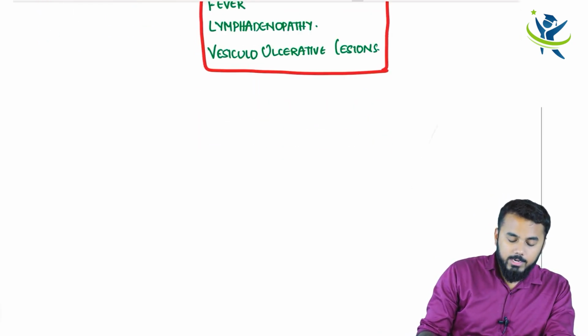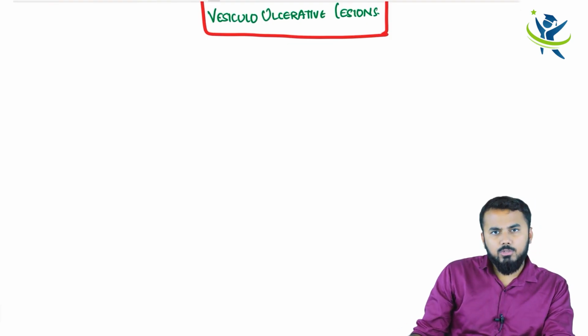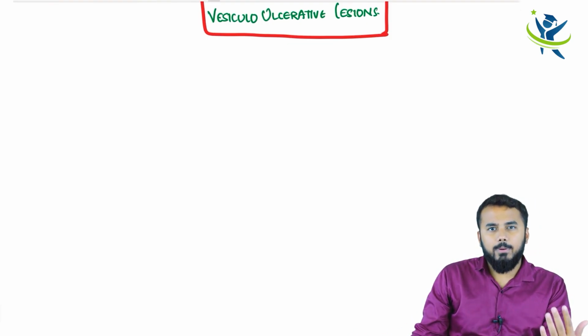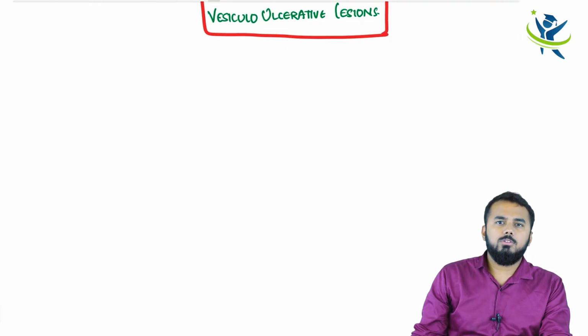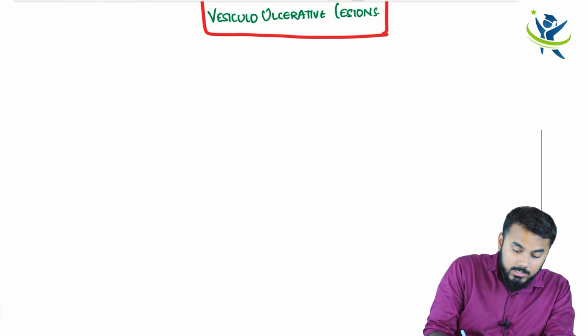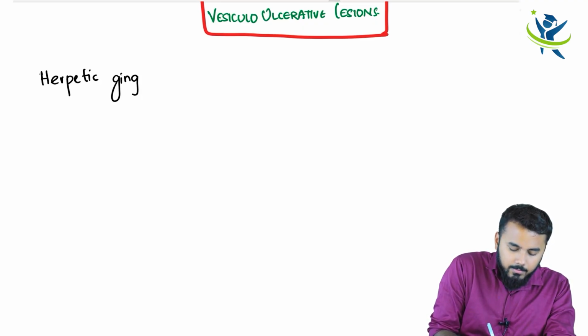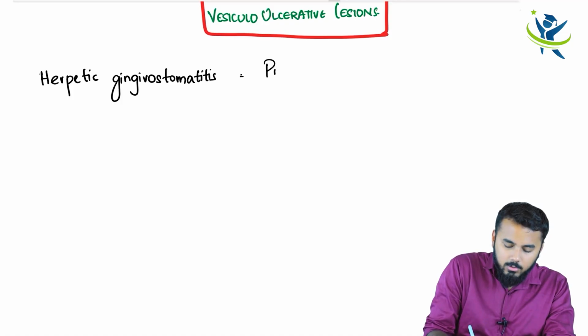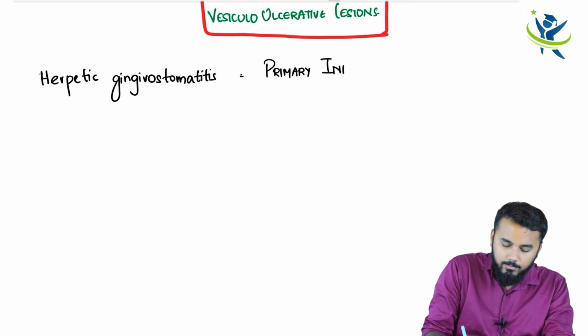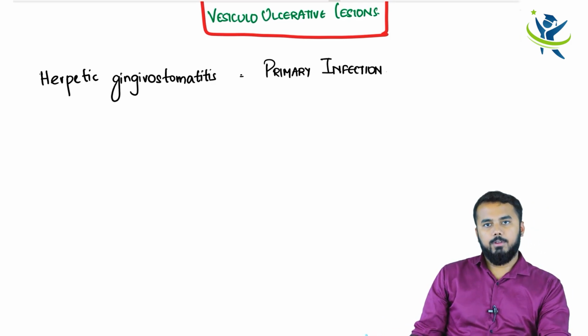Next important thing is that this herpetic gingivostomatitis is called a primary infection. This is not called a relapsing infection. It is called a primary infection.